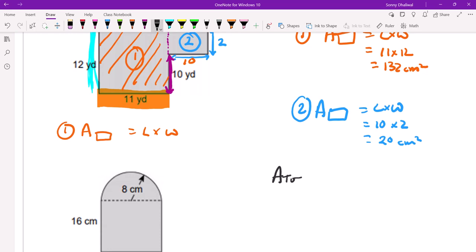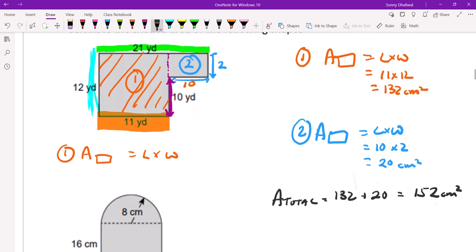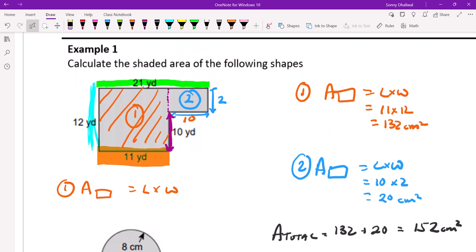Area total is 132 plus 20. So that'll be 152 centimeters squared. Okay. Now, that is just one method to do this. Does somebody see a different method to get to the answer for this one?